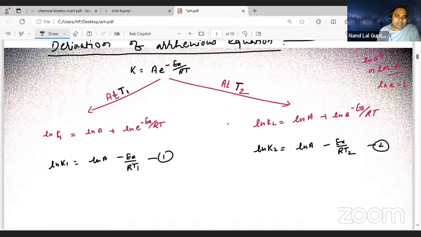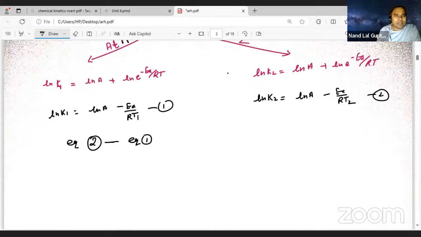Now we are subtracting, equation 2 minus equation 1. So what we can get here is ln K2 minus ln K1 equal to ln A minus Ea upon RT2, minus ln A minus Ea upon RT1.